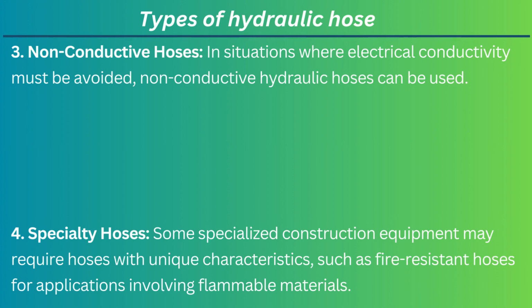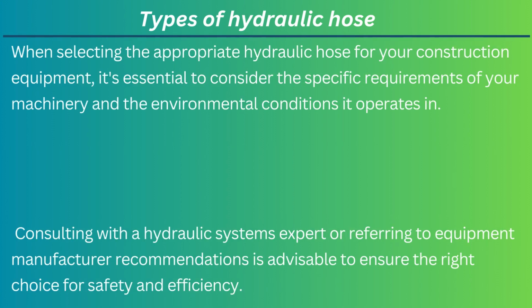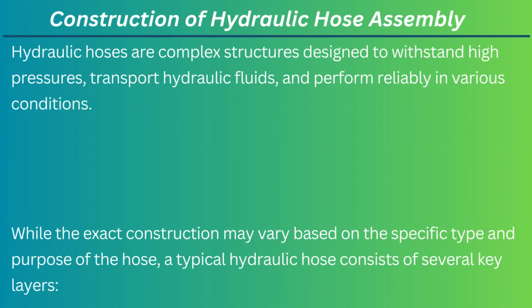flammable materials. When selecting the appropriate hydraulic hose for your construction equipment, it's essential to consider the specific requirements of your machinery and the environmental conditions it operates in. Consulting with a hydraulic systems expert or referring to equipment manufacturer recommendations is advisable to ensure the right choice for safety and efficiency. D. Construction of hydraulic hose.